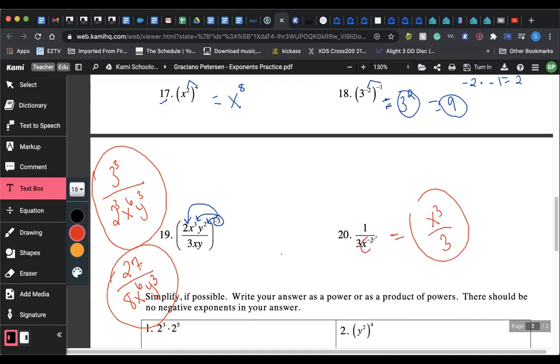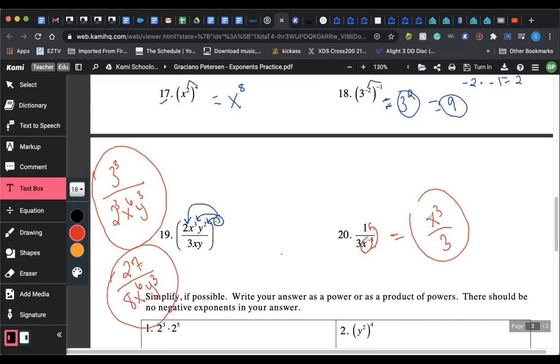So all we have here is the x to the negative 3, right? What's the negative exponent rule? Whenever I have a negative exponent, I've got to make it positive. In order to do that, all I have to do is move it from where it is to the opposite part. So if it's in the denominator, I have to make it a numerator. So that's all I did.